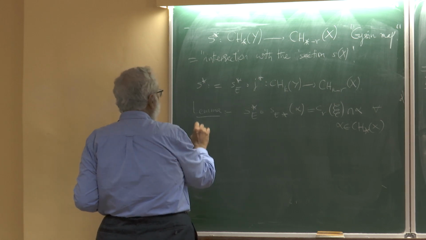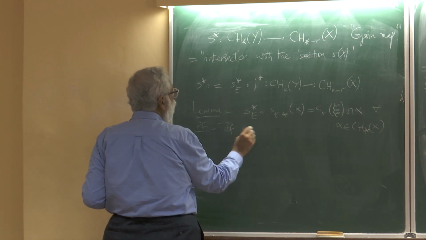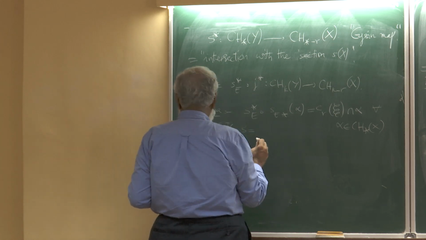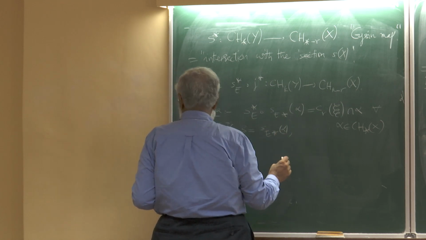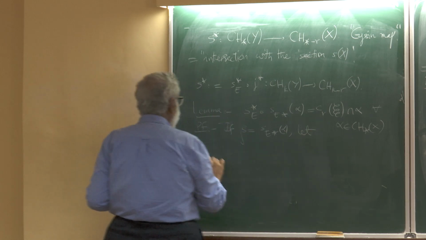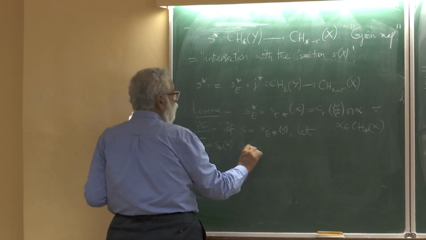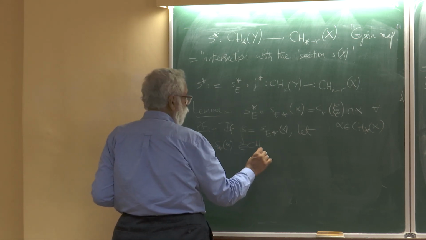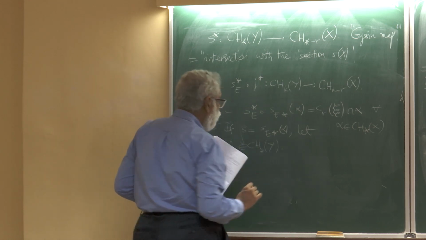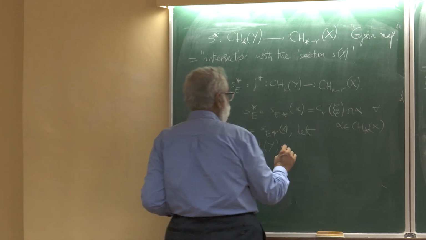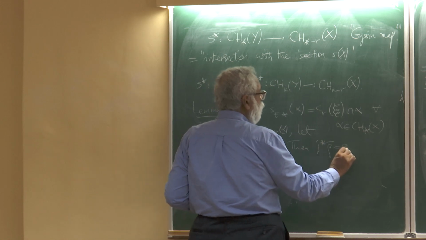So, proof. If beta is S lower star of alpha, let beta bar be just S lower star alpha in Chow star of Y. Then J upper star of beta bar is certainly equal to beta.